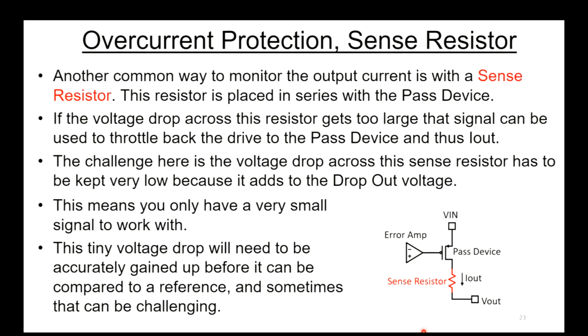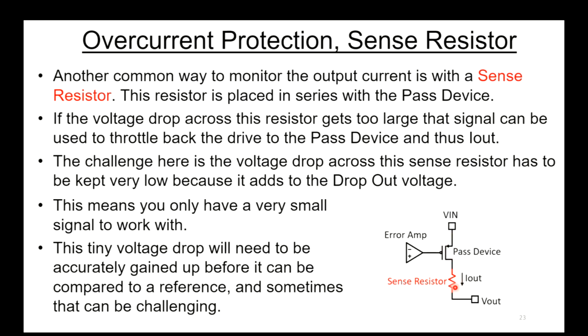Another common way to monitor the output is using a sense resistor. And this is pretty straightforward. You just put a resistor in series with the pass device and you measure the voltage across it. Now, if that voltage gets too large, you can use that signal to throttle back the pass device and lower the output current. So the challenge here is this resistor has to be kept very, very low because you can see it's going to add to the dropout voltage.